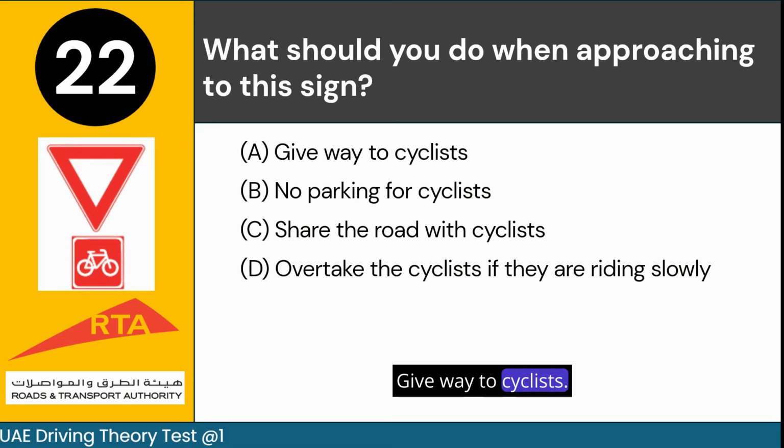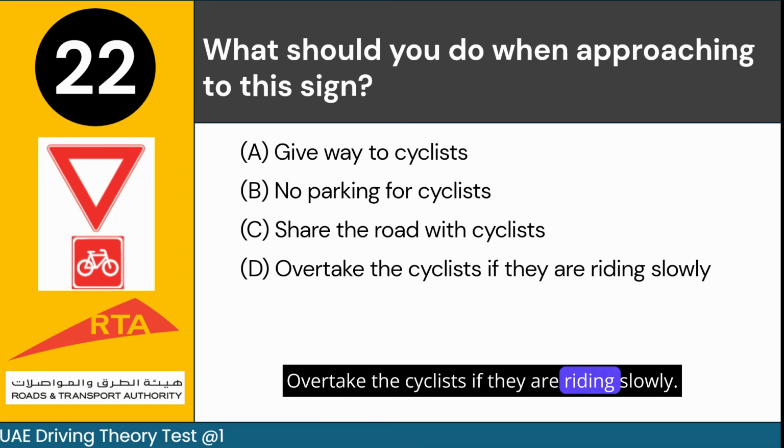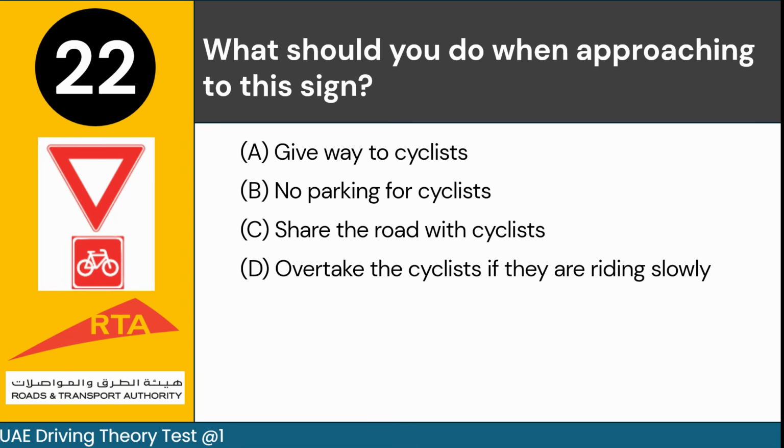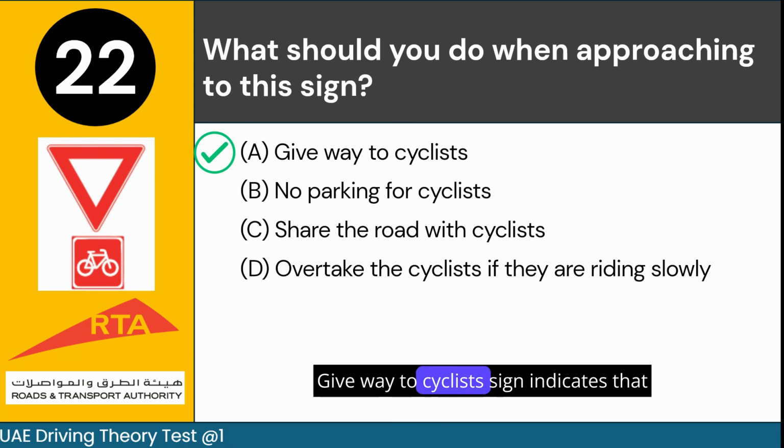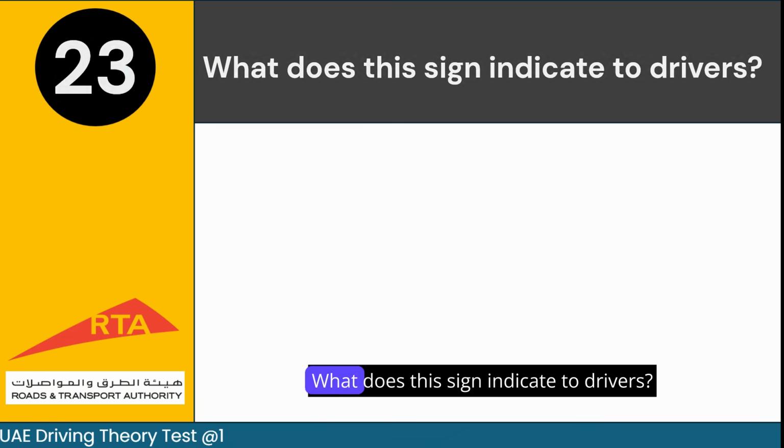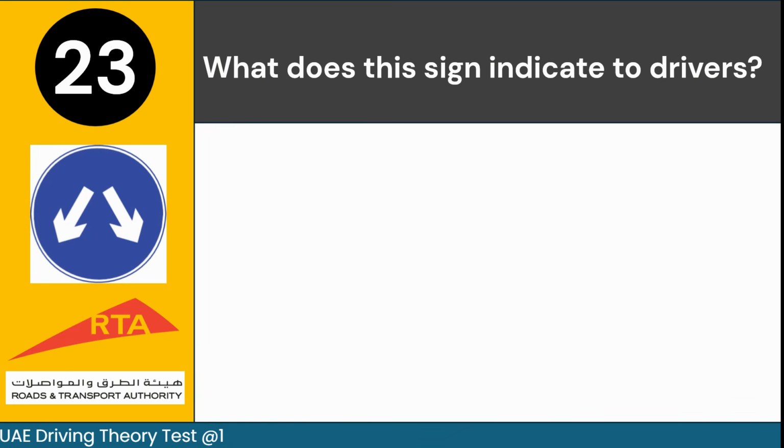A. Give way to cyclists. B. No parking for cyclists. C. Share the road with cyclists. D. Overtake the cyclists if they are riding slowly. Answer: B. The give way to cyclists sign indicates that drivers must slow down and give priority to cyclists before proceeding safely. What does this sign indicate to drivers?